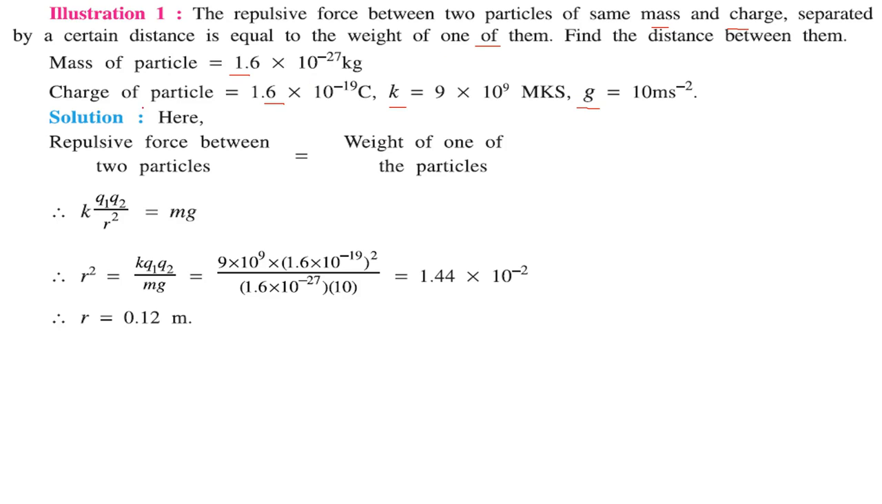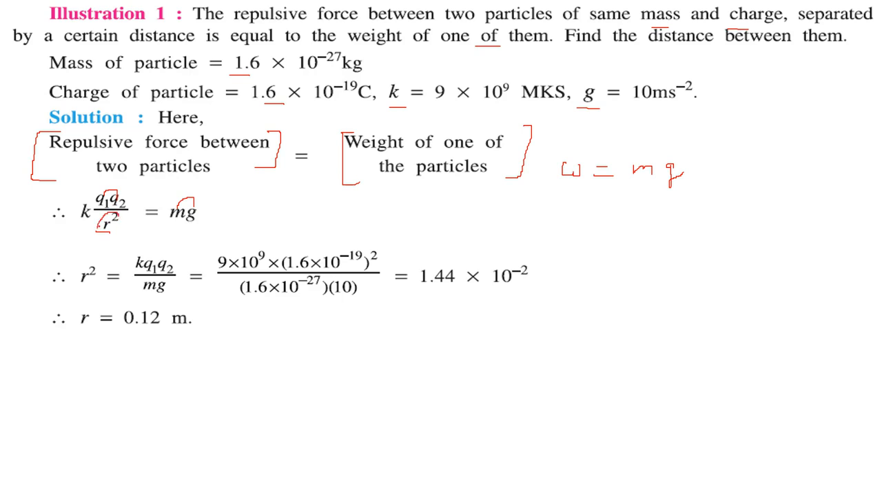So what the question is saying, the repulsive force between two particles, which is k q1 q2 by r square, is equal to weight of one of the particles. So let us take it as m into g. Weight is m into g. So what do you get?